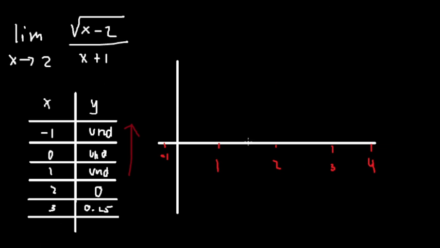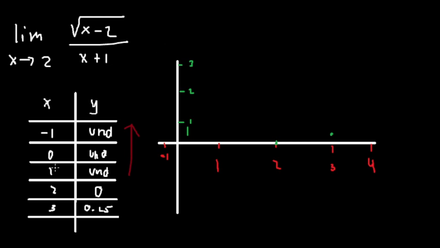If x is equal to 3, y is equal to 0.25. So, kunyari ito, 1, 2, 3. So, where is 0.25? It's definitely less than 1. So, around here. Now, let us find the point if x is equal to 2. If x is equal to 2, y is equal to 0. So, nandito na siya.